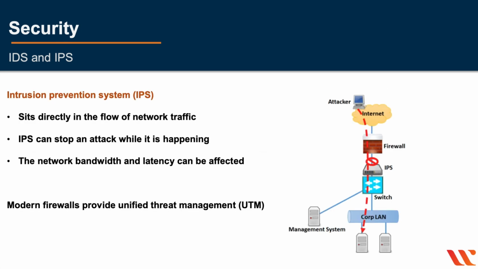Now, the IPS is slightly different. It sits directly in the flow of the network traffic, and it can actually stop an attack while it's happening. Now, that comes at a price, which is that the bandwidth and the latency can be affected. Because it's sitting right in the flow of the traffic, it's actually inspecting things in real time, so that's going to cause some slowness. So some of the firewalls that we see these days provide something called the UTM, which is Unified Threat Management. So they provide a full service of both the IDS and the IPS.